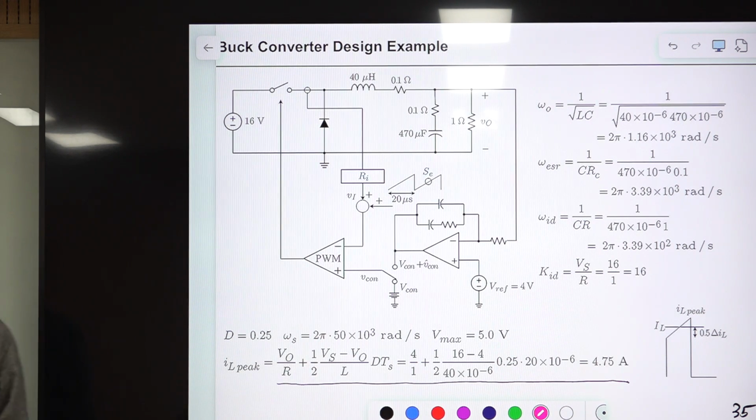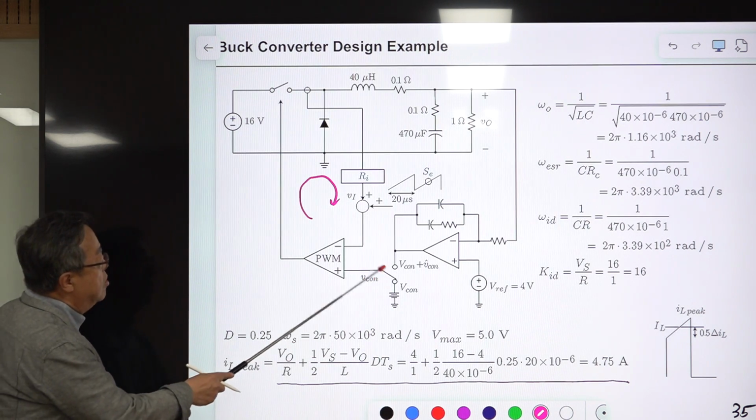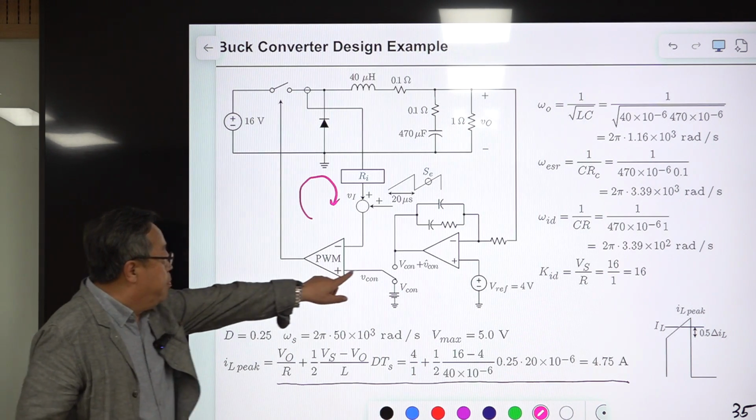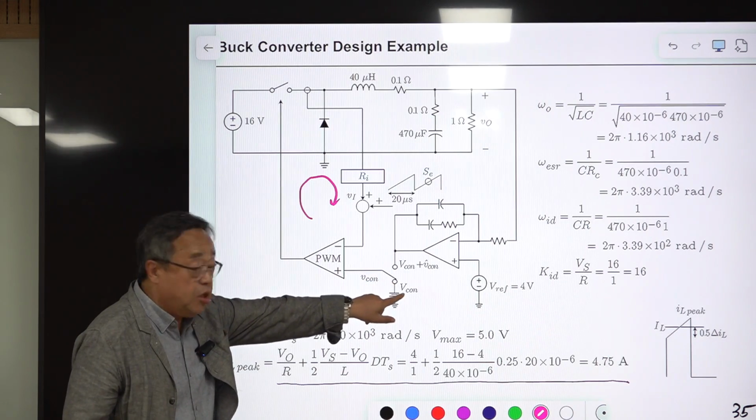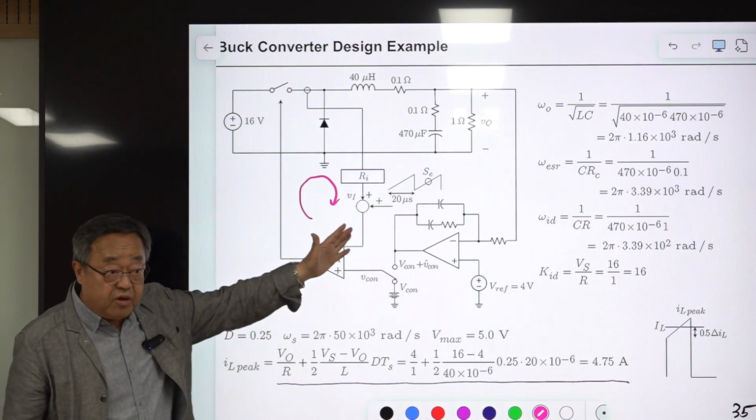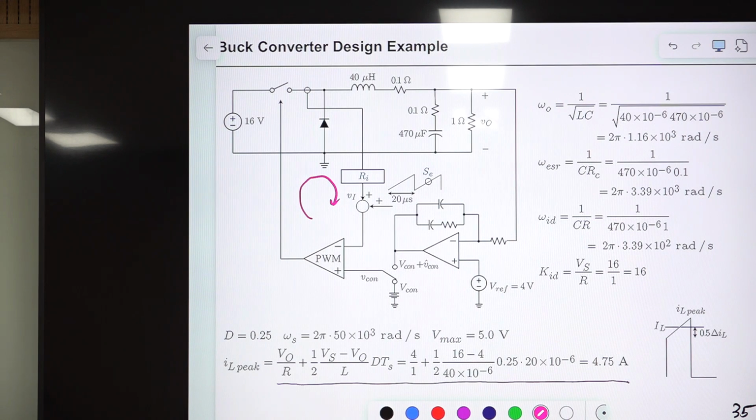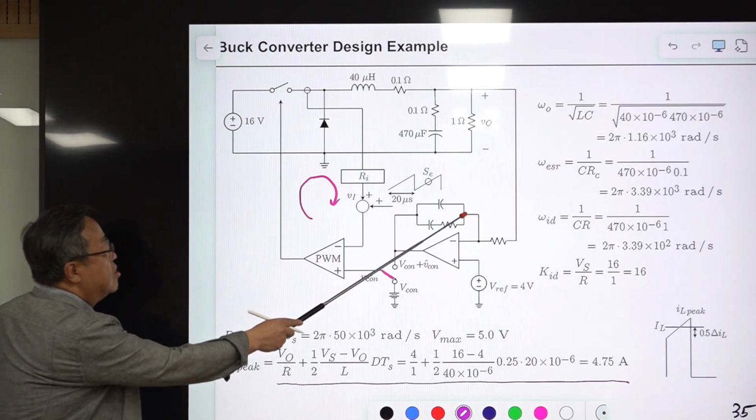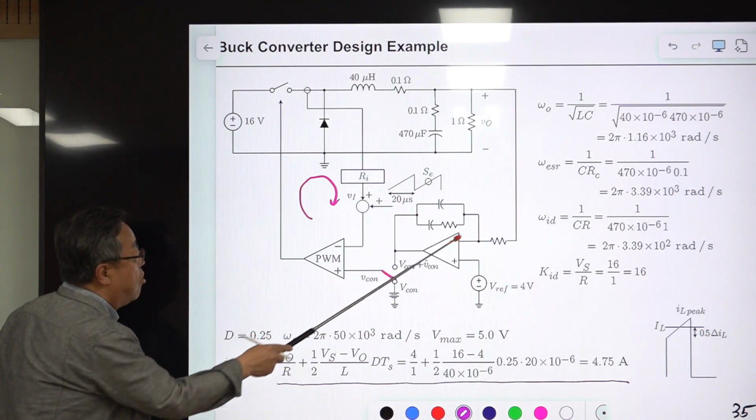And this is the current loop. So we are talking about the current loop, so we open the voltage loop by positioning the switch to this DC value. This is cut. The feedback is broken in the small signal sense. So the switch is in this position, which means this voltage loop is broken.